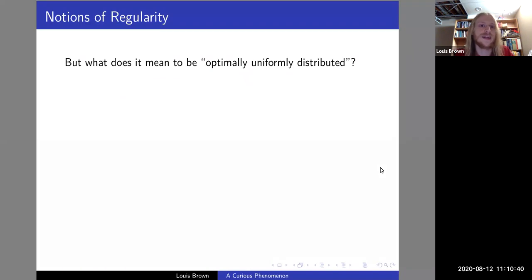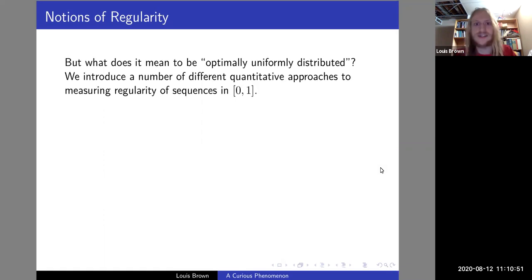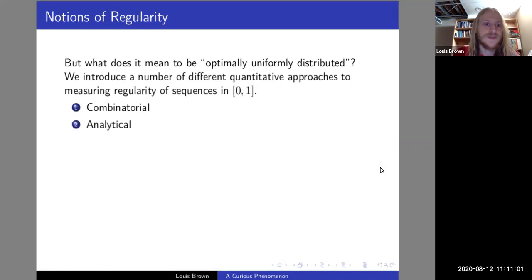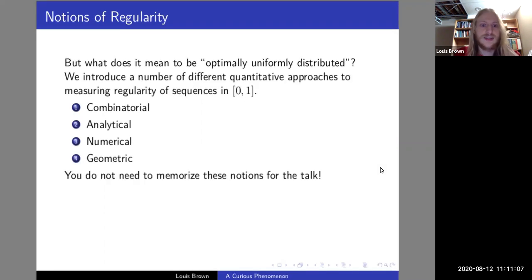But now we need to say, what does it actually mean to be optimally uniformly distributed? What does it mean when I keep saying that these sequences are really regular? How do we quantify that? So I'm going to introduce a number of different quantitative approaches to measuring the regularity of sequences in the unit interval. These I'll refer to as combinatorial, analytical, numerical, and geometric. And I want to say right now that you do not need to memorize these notions. There's going to be a lot of information contained in each of these, but it's not like you need to memorize the definitions that I'm going to use again later.